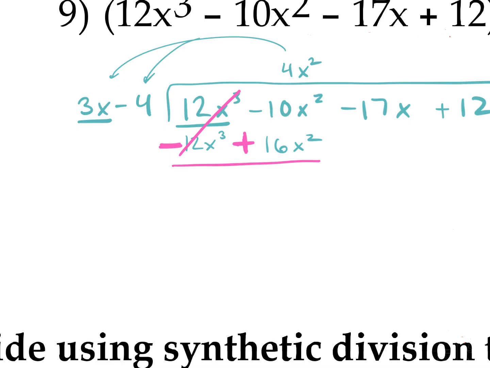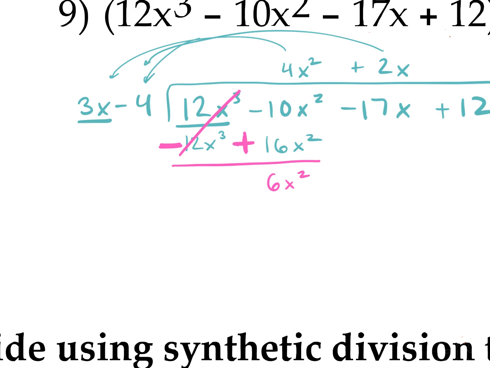Negative 10x squared plus 16x squared is 6x squared. Then we do it again. We're going to divide. So back to the top. 6x squared divided by 3x would be what? 2x. And I'm going to write that on top of my x term. I'm going to keep all my like terms in line.